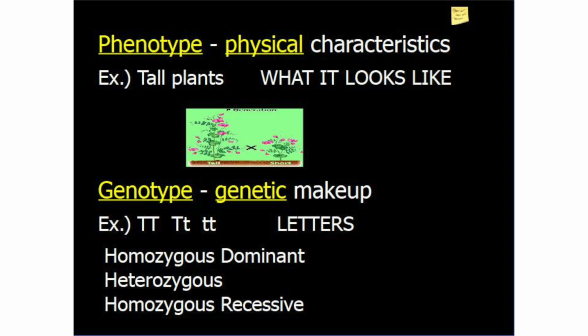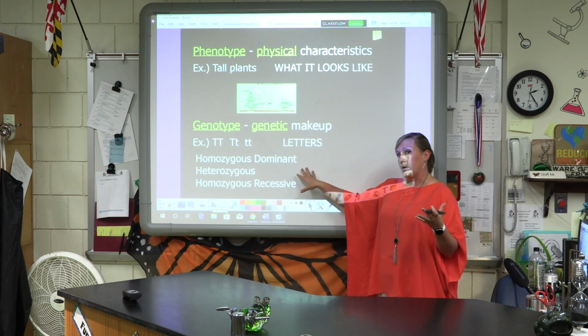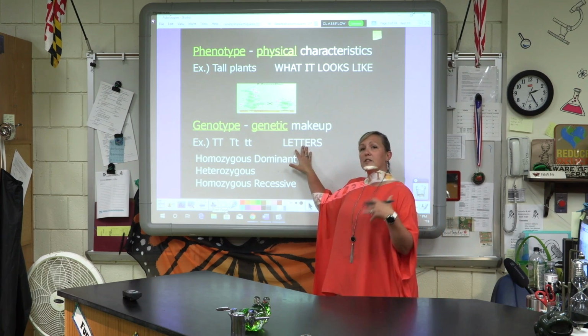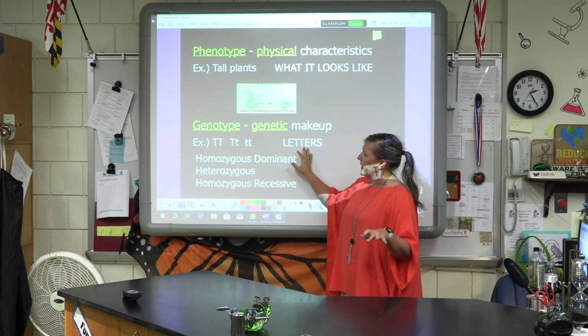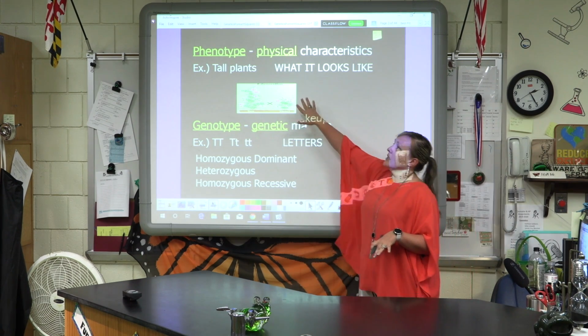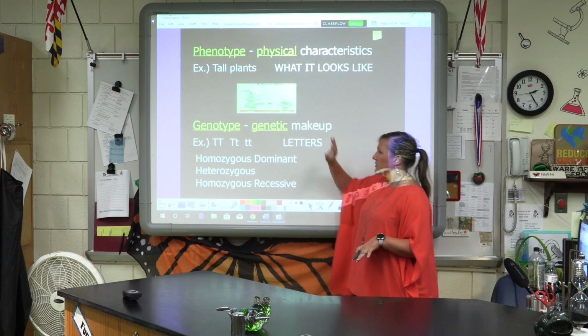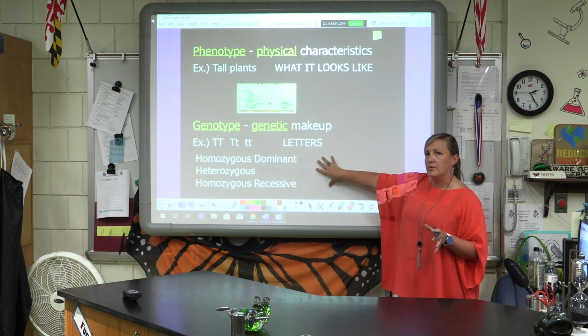Phenotype. Phenotype are the physical characteristics. So when I talk to the kid, it's what you see. Genotype, like we just said, are the letters, the alleles, the genetic makeup. Homozygous, heterozygous, homozygous recessive. Tall plant, short plant. Those would be the phenotypes. Again, these are our genotypes.